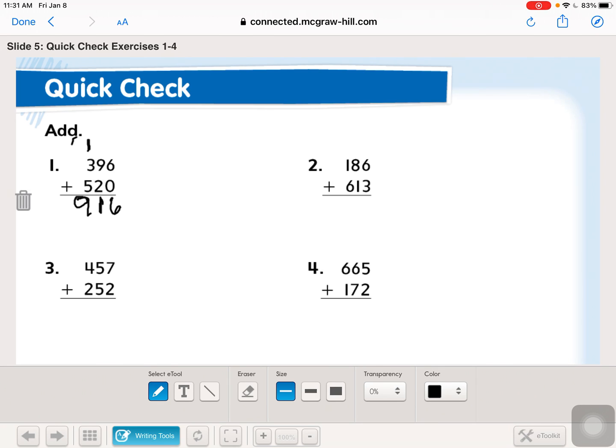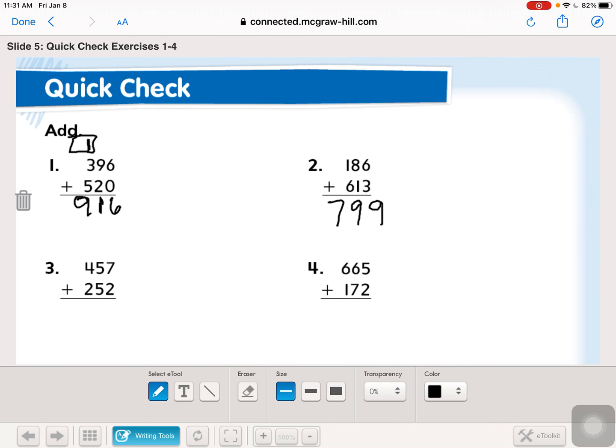Let's look over at number 2. Notice I only had to regroup in the hundreds place. Number 2, 6 plus 3 equals 9, 8 plus 1 equals 9, 1 plus 6 equals 7. No regrouping necessary because all of these are 9 or less. We didn't have any over 10. All right, so I want you to pause the video, work out number 3 and number 4 on your whiteboard. Push play when you're ready to check and see how you did.